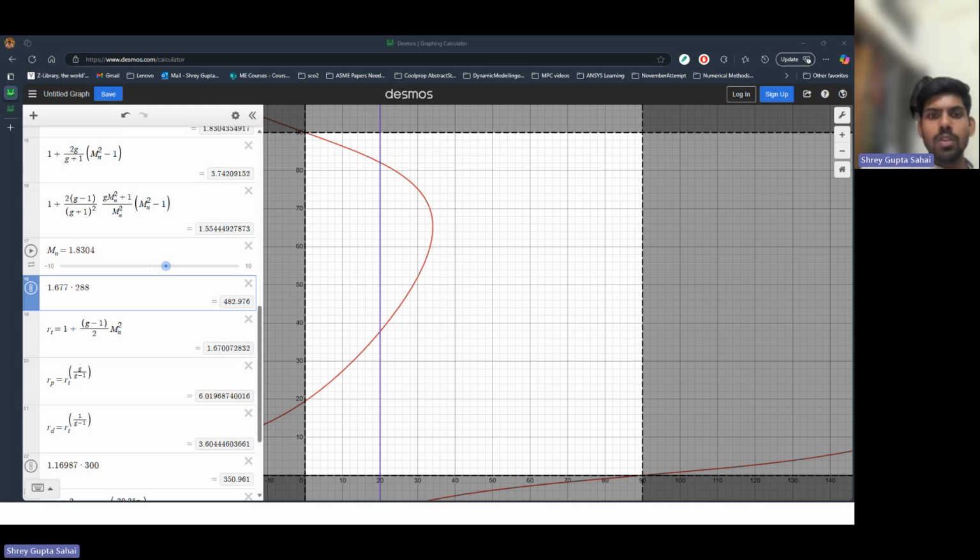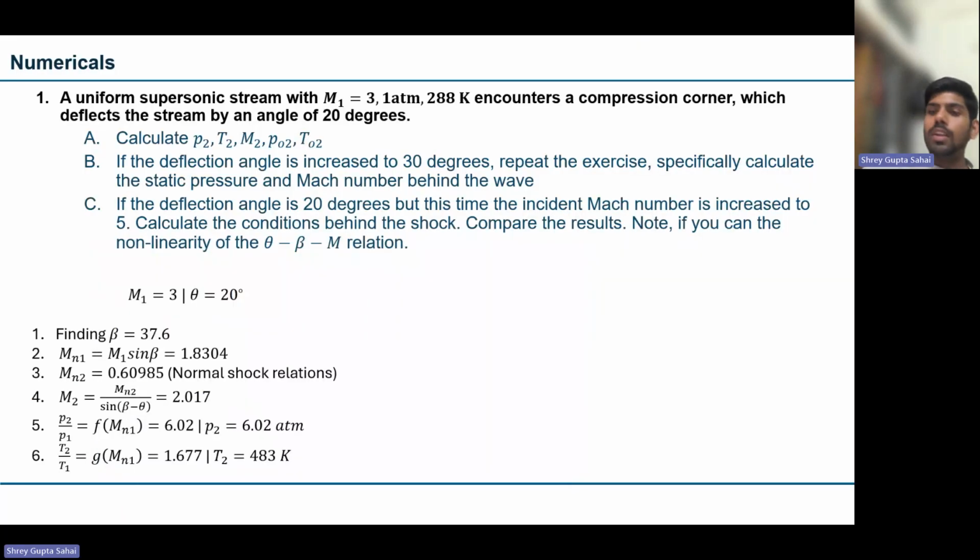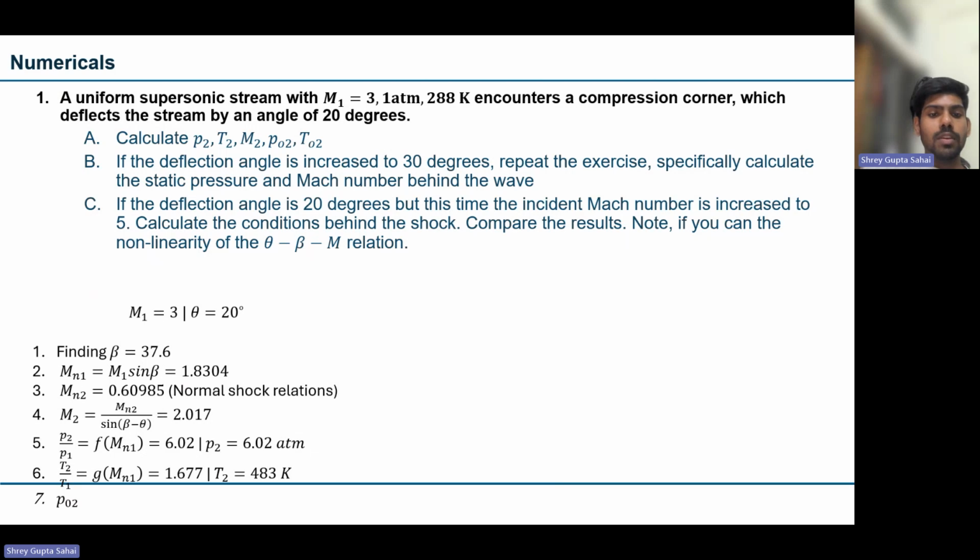Okay, now this is the first part, part A. We also have stagnation quantities. Now, how do you calculate stagnation quantities? Let's do that also. How do you calculate P naught 2? The easy way to calculate P naught 2 is, now that you know P2 and M2, you can just simply use the isentropic relations rather than going any other way. This is the simplest way to do it. So now P naught 2 by P2 as a function of M2, we'll calculate.